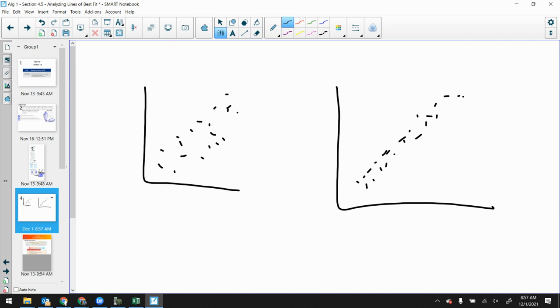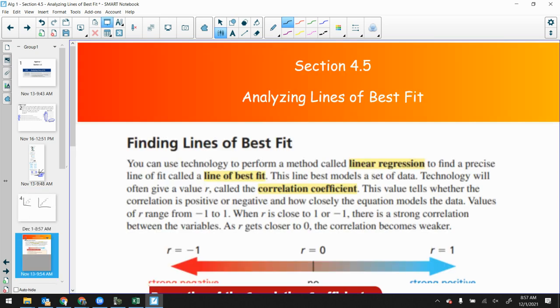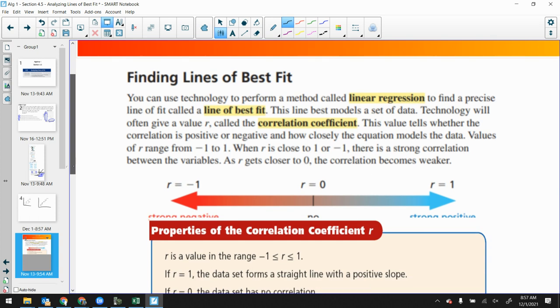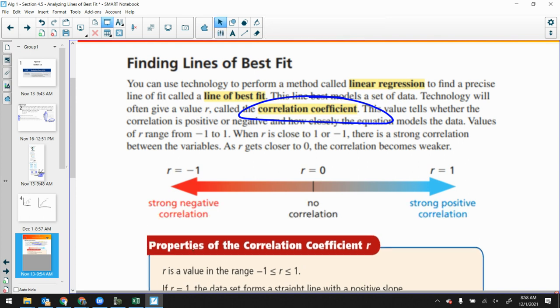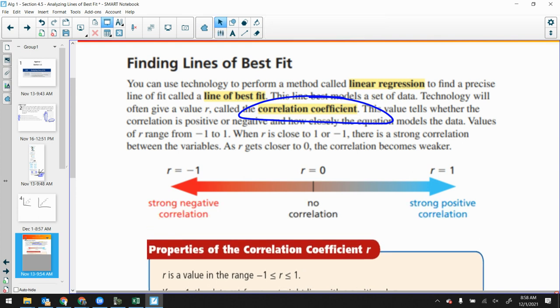But how do we talk about that? How do we define what is strong? And that's what we're going to be looking at today. That's what we're going to be talking about in terms of what's called a correlation coefficient. This term, correlation coefficient, goes with how strong our data ties together, how closely our data fits to a line. You say it as the stronger the correlation coefficient, the closer the data fits to a line.